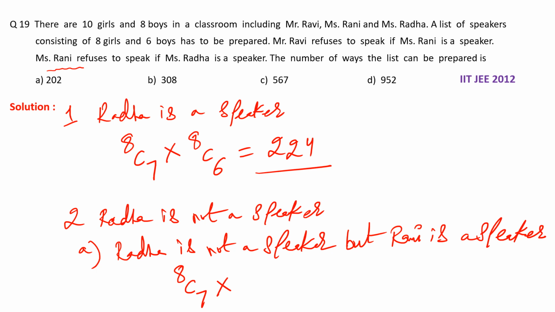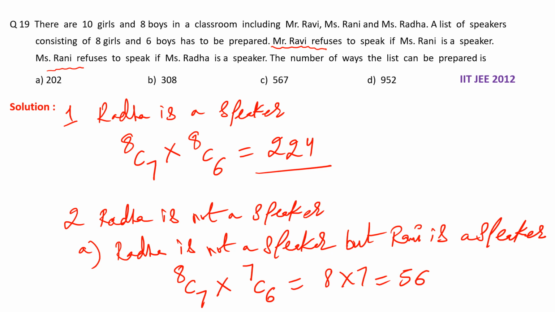Fine. And since this time Rani is coming as a speaker, this clearly means that Ravi will not be included in the list. So that means out of the 8 boys, this 1 boy will be excluded. So now we have 7 boys, and out of these 7 boys, we have to select 6 boys. So this becomes 8 into 7 and this is 56.